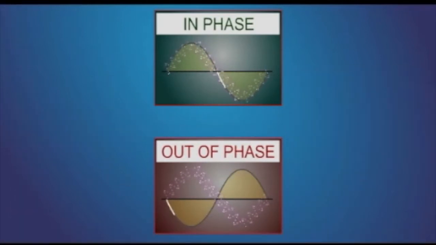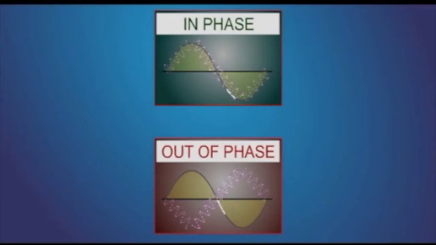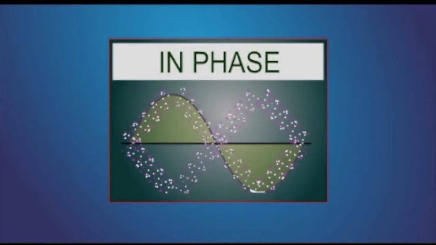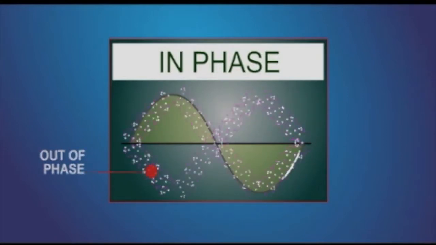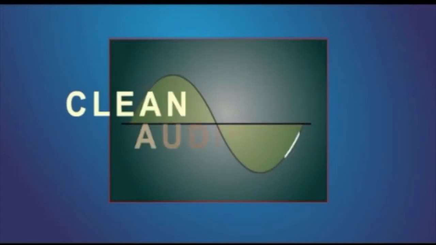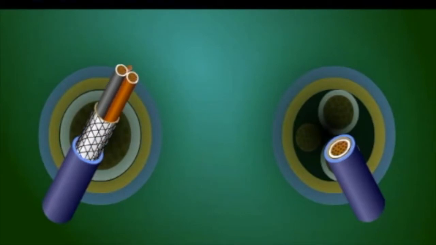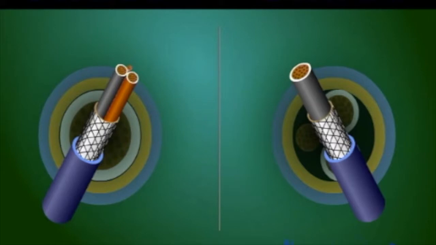At the receiving end of the cable, a differential amplifier inverts the phase on the out-of-phase signal and recombines the 2 signals back into one. When the phase is inverted, the once in-phase noise is now out of phase and is canceled out, leaving a clean audio signal. A 3-conductor cable and connector is balanced, while a single-conductor cable and connector is unbalanced.